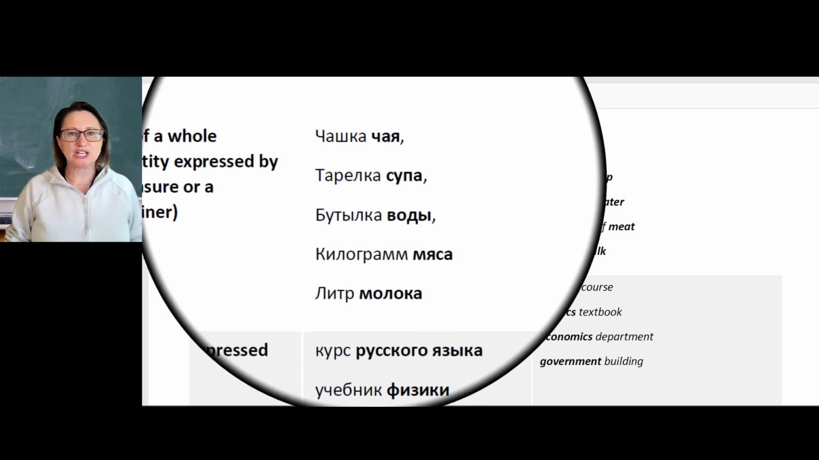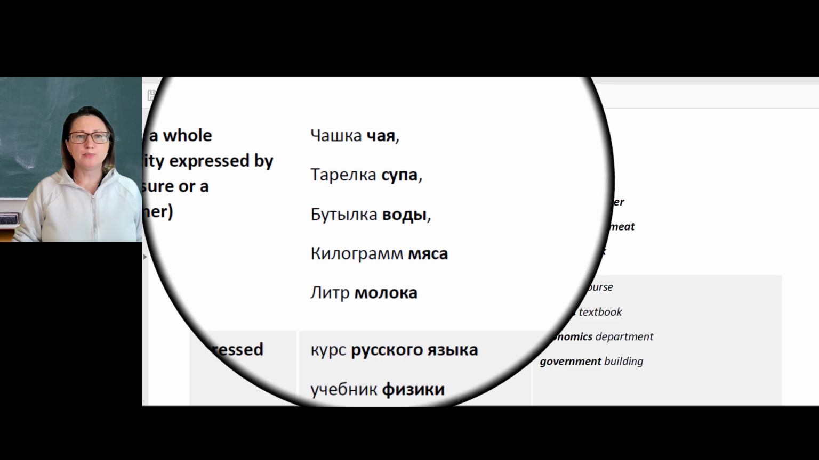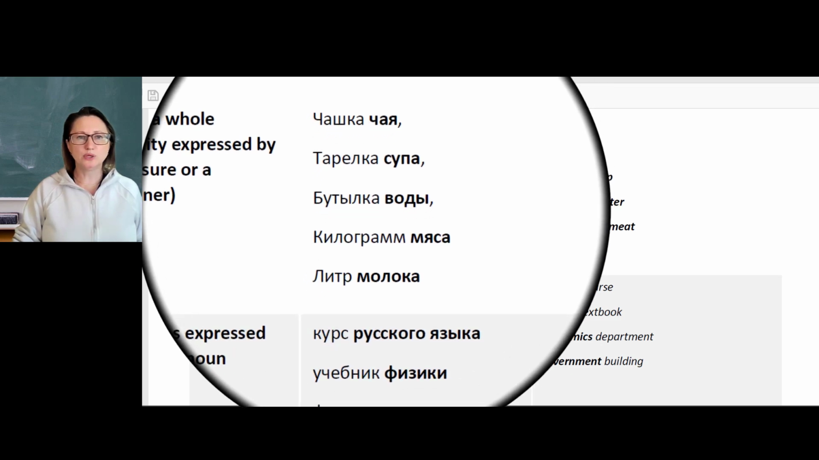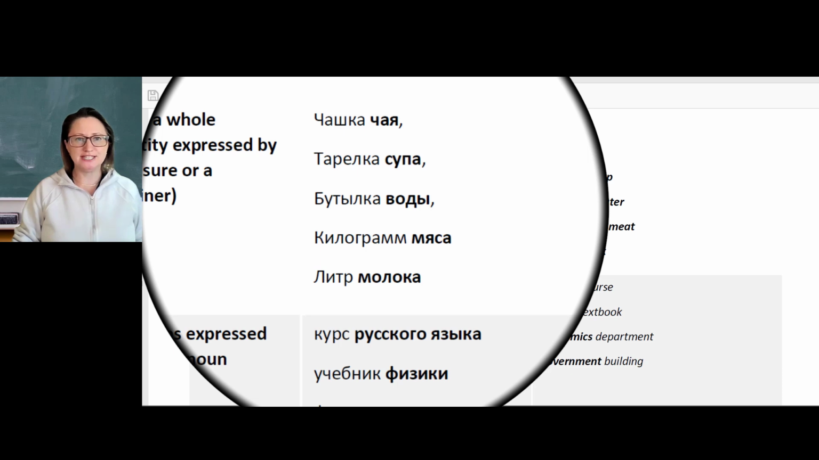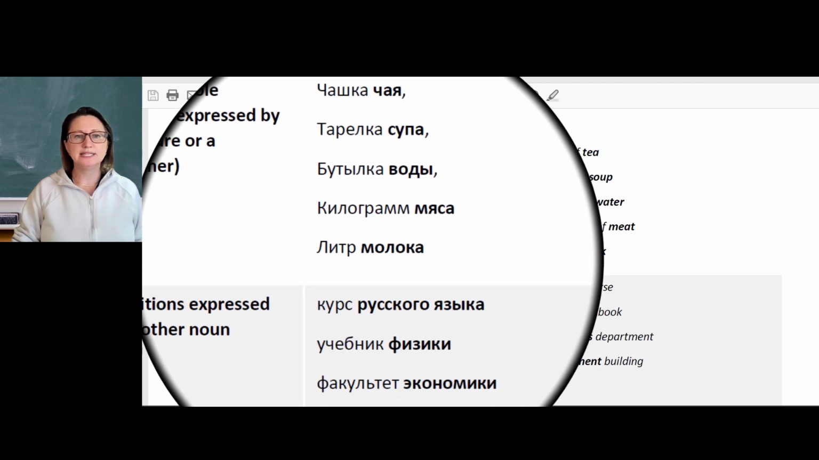So let's take a look. A cup of tea, чашка чая. A bowl of soup, тарелка супа. A bottle of water, бутылка воды. A kilogram of meat, килограмм мяса. A liter of milk, литр молока.